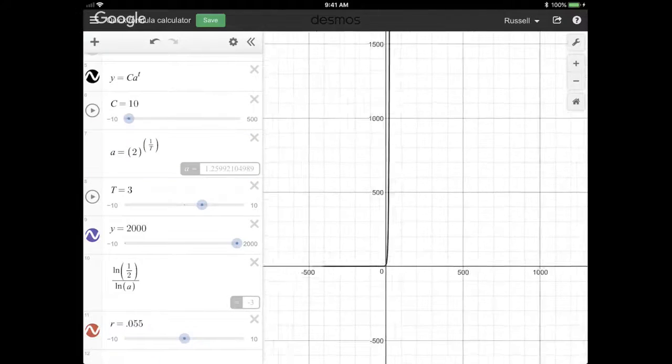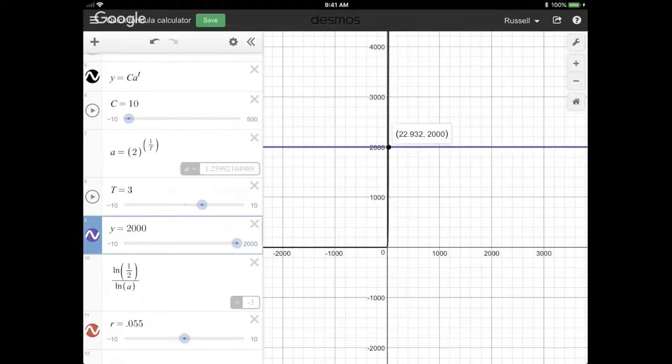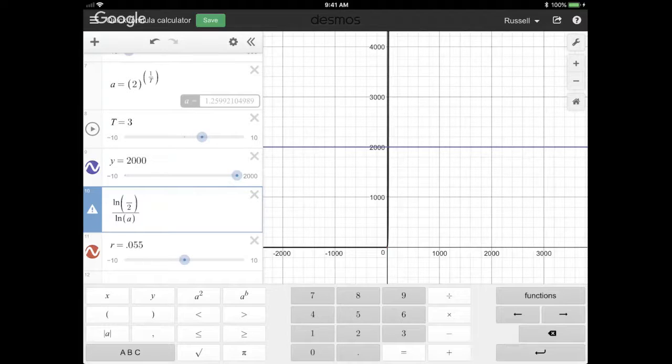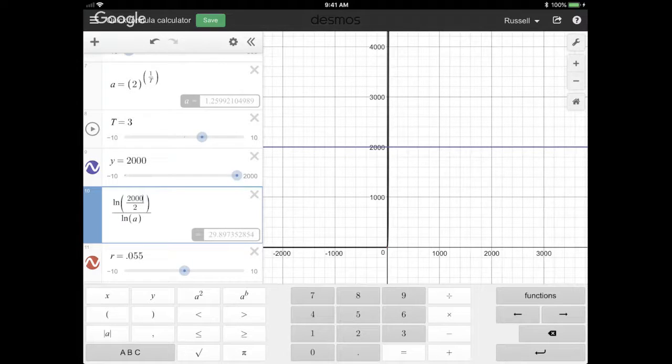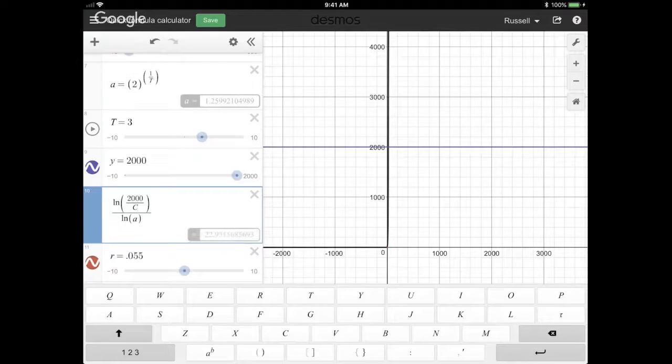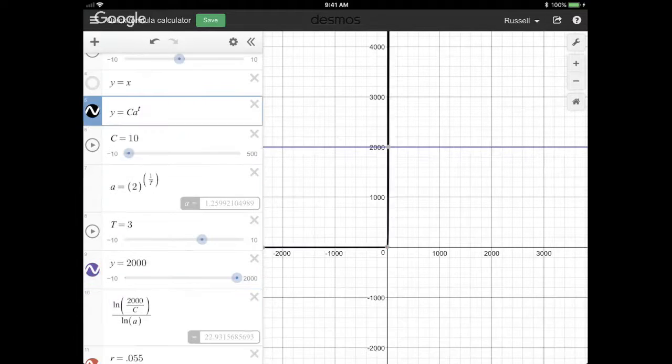So again, we can solve this graphically. Click on that point. It says 22.932 months. Let's also do it the formula method. Our target value was 2,000. That's when is it going to be 2,000 grams. Now we're going to move back to our formula where I divide by cap C there, and we get the exact same answer, less a rounding error or two. And that's how that goes.